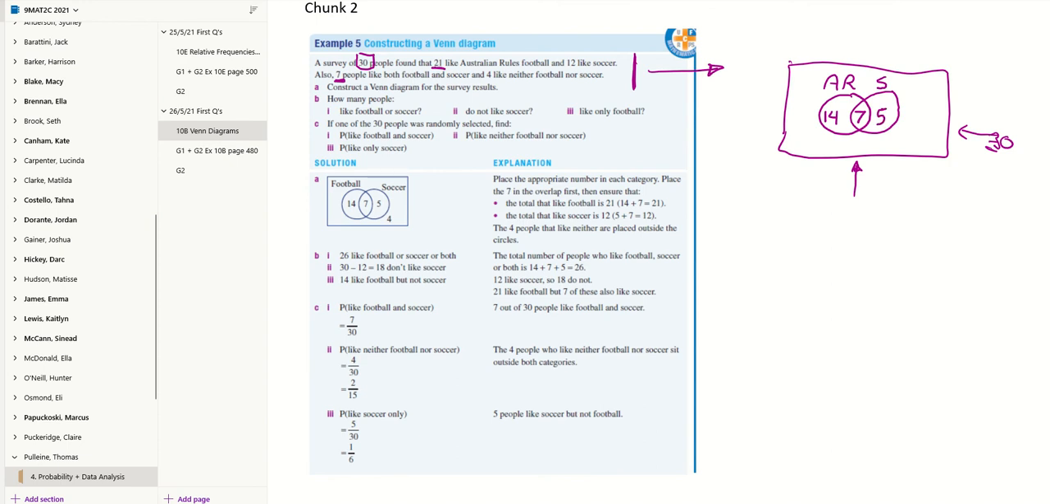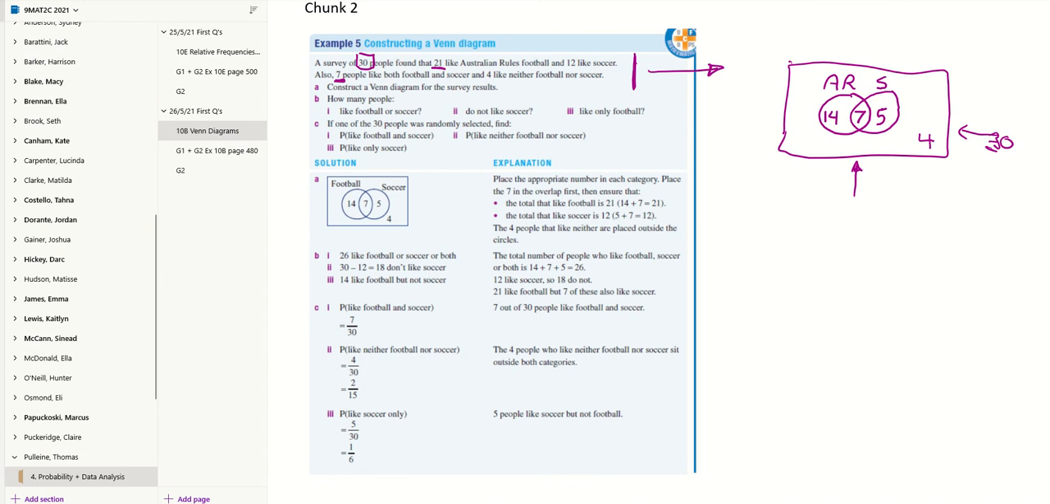Now in this case, it's actually told us 4 like neither. So it's given us more information than it normally will. So neither is out there. And now all we have to do is add them up, make sure they do equal 30. So 14 and 7, 21, and 5, 26, and 4 is 30. Now in our examples, it's unlikely that they're going to give us all of that information so we can fill it in. We're probably going to have to calculate some stuff.